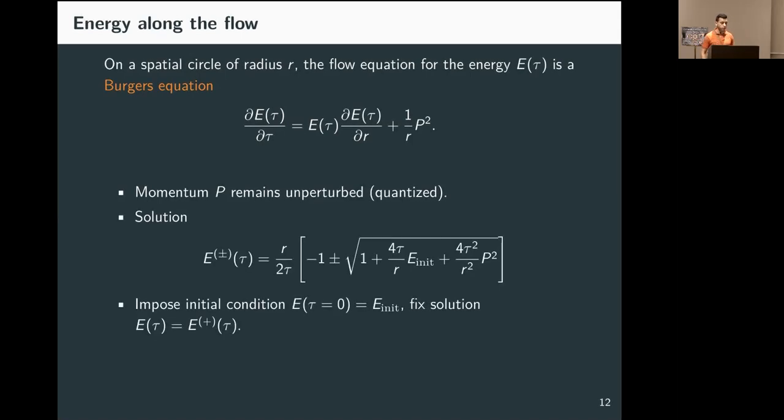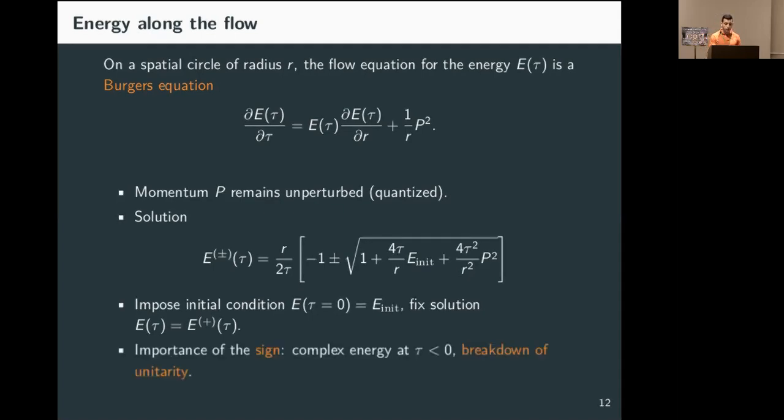Then we solve the Burgers equation for the energy, and we find two solutions corresponding to the two branches of the square root. But once we impose the initial condition, we uniquely fix our solution, which is the one with plus sign. So we have a square root here, so we see how important our choice of sign is, because for any negative tau, we can find a state with high enough energy for which this deformed energy becomes complex. So for any negative tau, we will have a loss of unitarity.